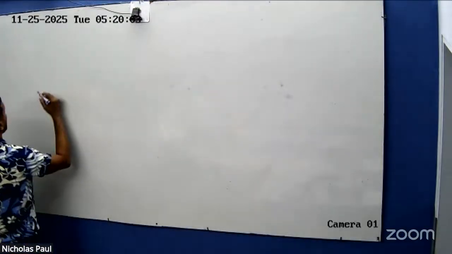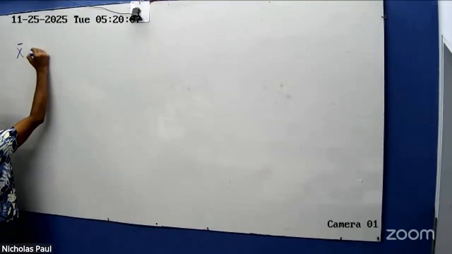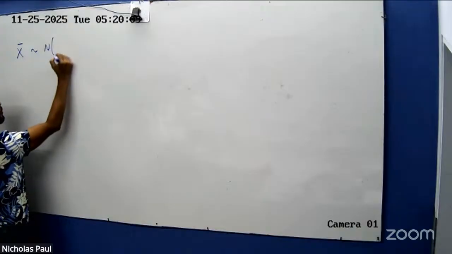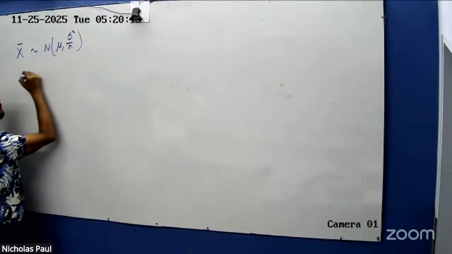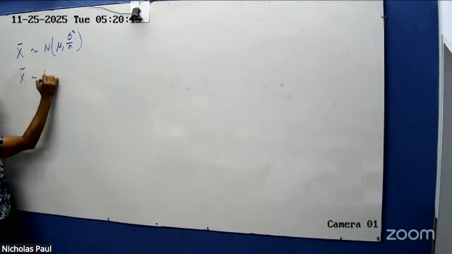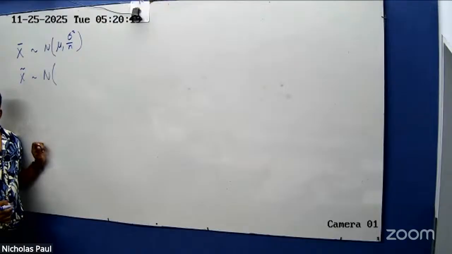Right? So first things first, you have to define X bar. X bar follows a normal distribution with mean mu and variance sigma squared on n. Can you help me out here? It's a normal, right? What does it mean? What did they give you?